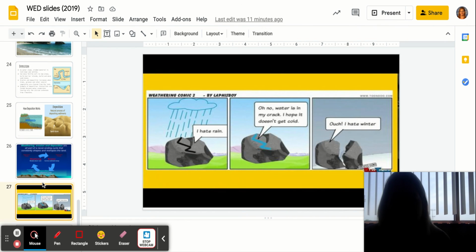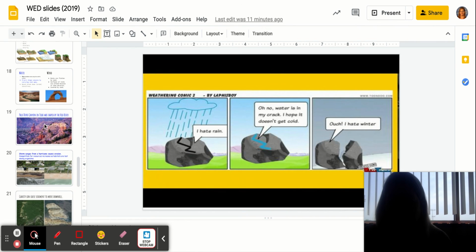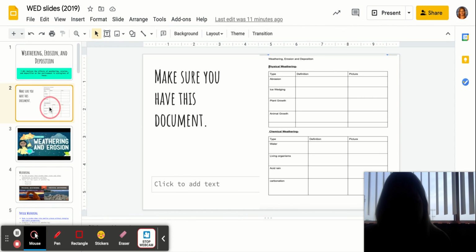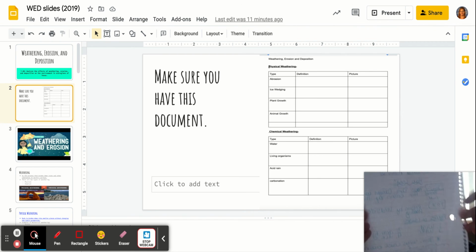All right, y'all. Make sure you guys did your notes. Make sure you have this thing filled out right here. If not, you need to go back and make sure you fill it out and then glue it into your journal. And then make sure you are ready to take notes about erosion.